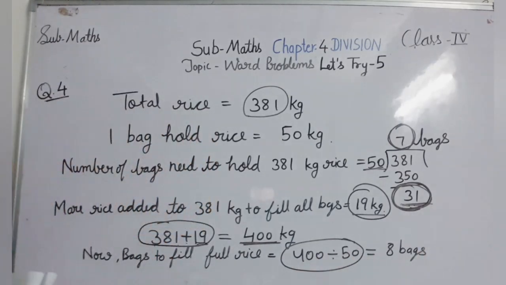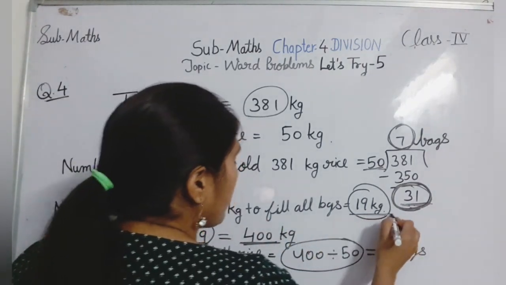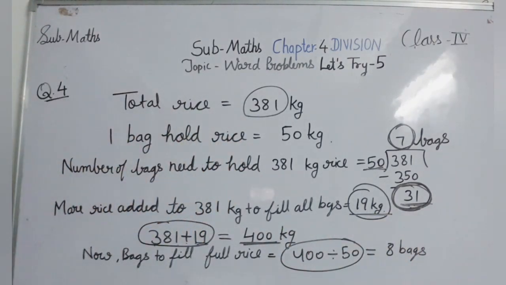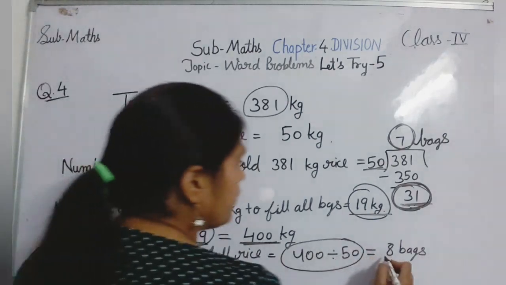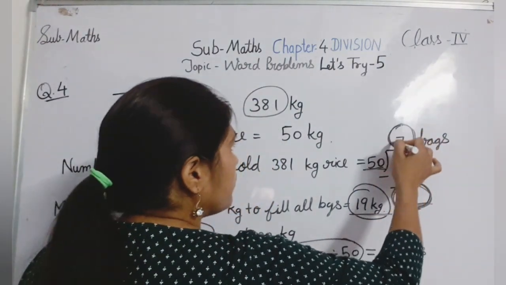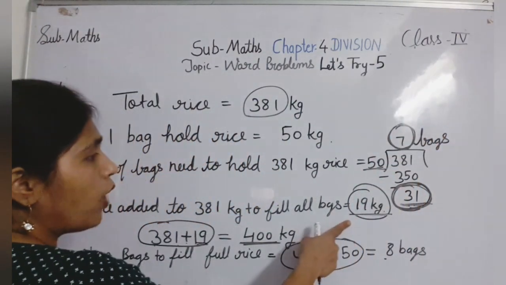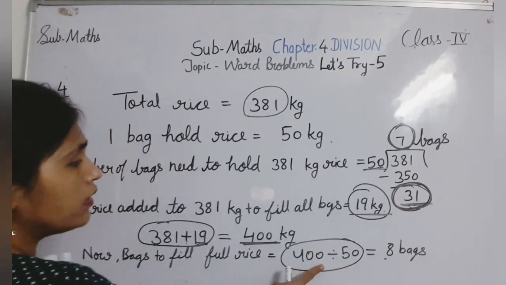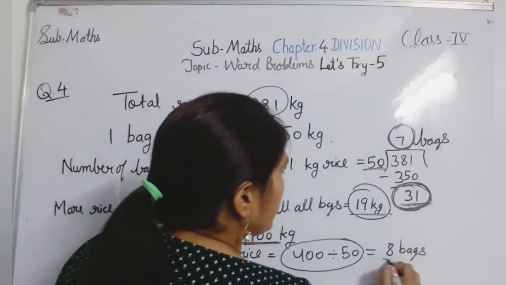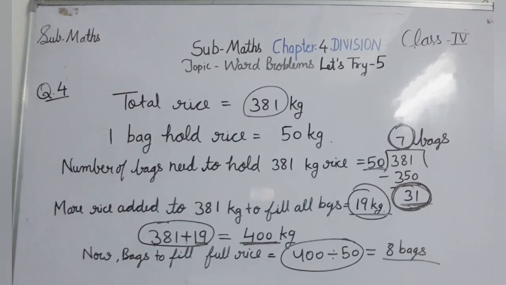Okay. Total rice हमें कितना उसमें add करना पड़ेगा? 19 kg rice add करना पड़ेगा. और कितने bags चाहिए होंगे फिर हमें? 1 more bag we need. That time we are using 7 bags, but if you are adding 19 kg here, then you need 8 bags. Clear? Now it is clear to you all?